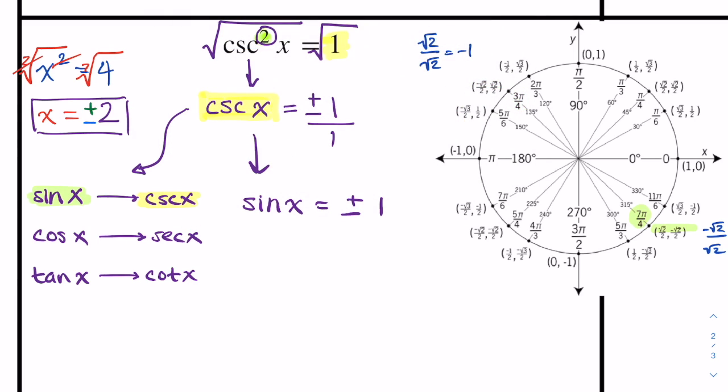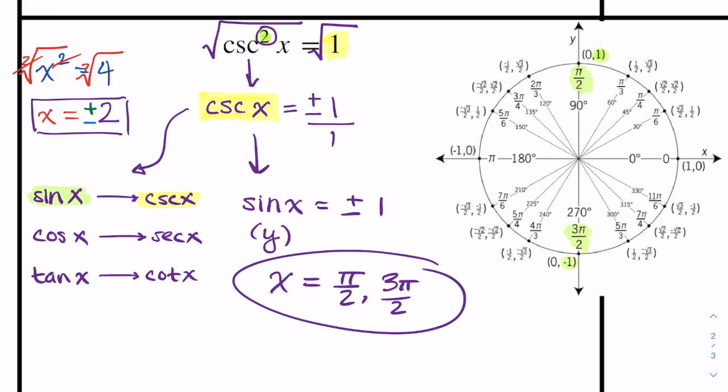Let me get rid of the work we've done so far. Okay, so where is the y value? Remember, sine is the y value. Plus or minus 1. Well, I see a plus 1 and I see a minus 1. That would give us pi over 2 as one option, 3 pi over 2 as another. So those are the 2 possible answers.